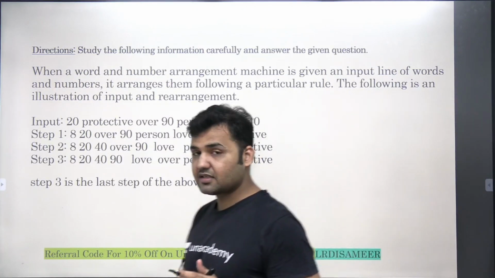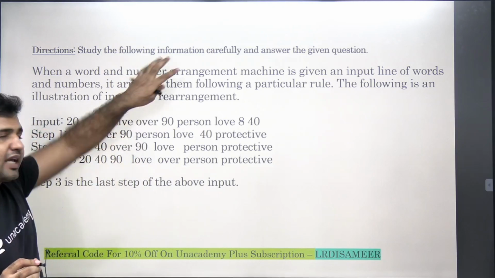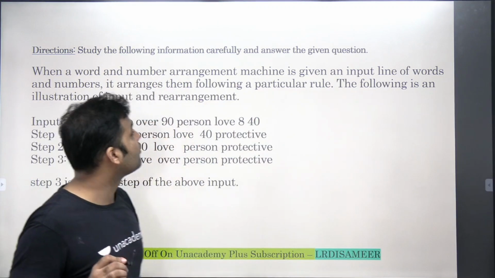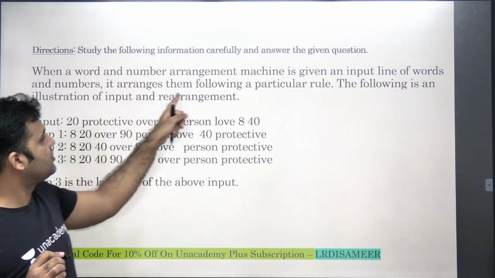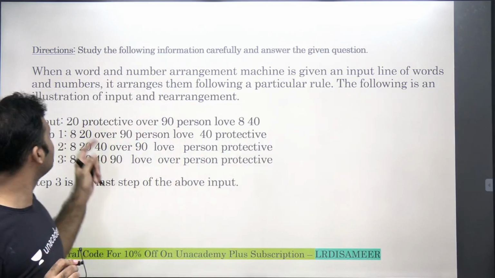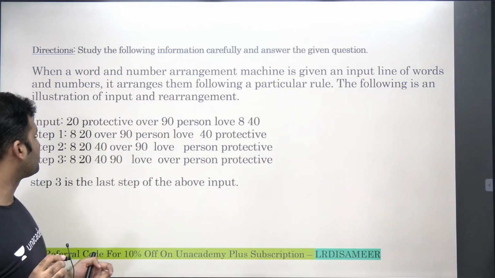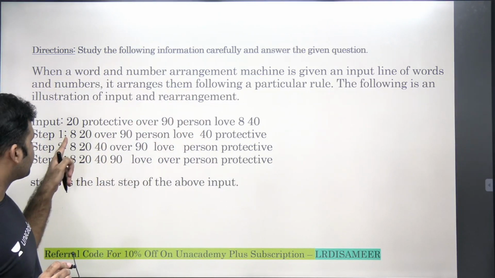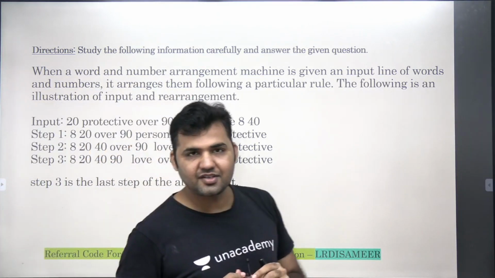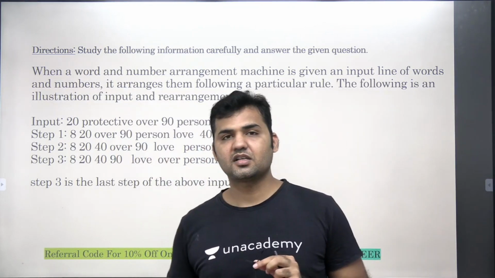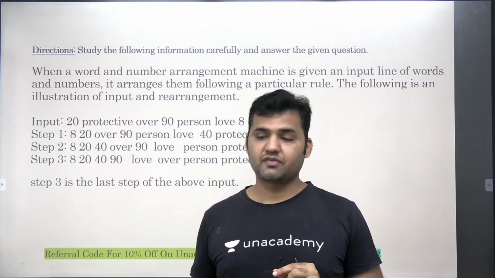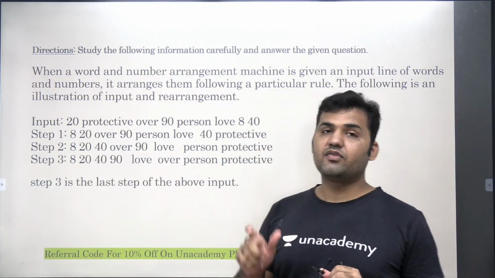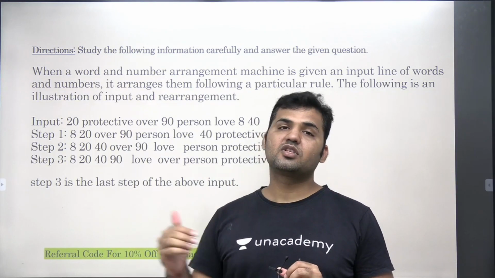Here you can see that again the standard instruction is given: a word and number arrangement machine is given an input line of words and numbers. It arranges them following a particular rule, and the following is an illustration of input and the arrangement. What is the input? Input is this. Now you observe it. First of all, you look at the last step to get to know what is the desired result, what the machine is actually trying to do. The last step will tell us the final result towards which the machine is moving.